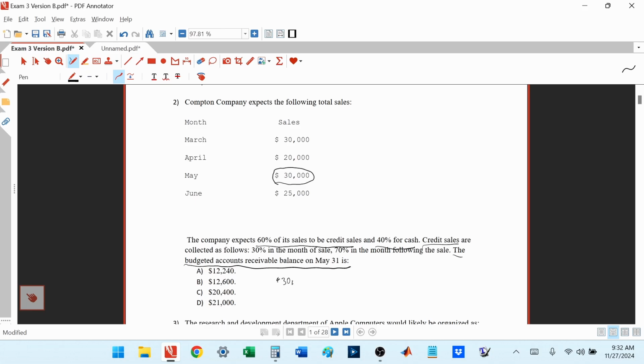So at the end of May, 30,000 is our credit sales for May, times 60% of that. I'm sorry, 30,000 is our total sales for May. So this is our credit sales for May, the sales for which we have an account receivable. And as of the end of May, what amount of this will not be collected? 30% of this will be collected. 70% will not be collected as of the end of May. So this should be our account receivable balance at the end of May.